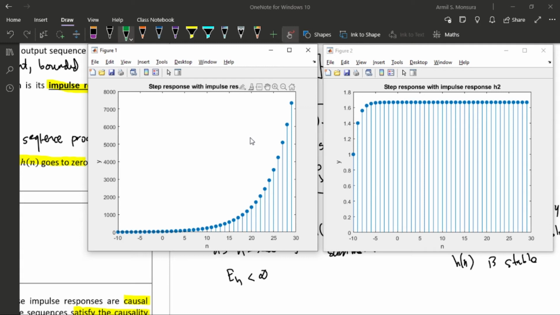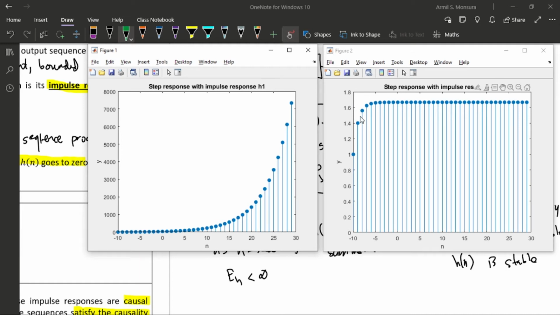Kasi bounded yung input mo eh. Your input is bounded. U of n siya eh. So it's a bounded input. But the output is not bounded. Okay? The output becomes very large at a certain point in time. So therefore, hindi siya BIBO stable. And in general, hindi talaga stable yung H1 niyo.